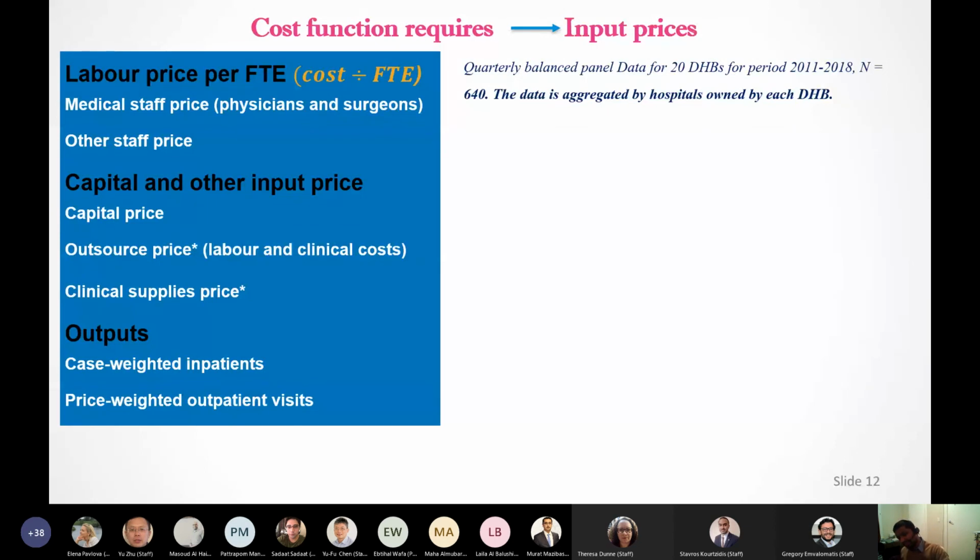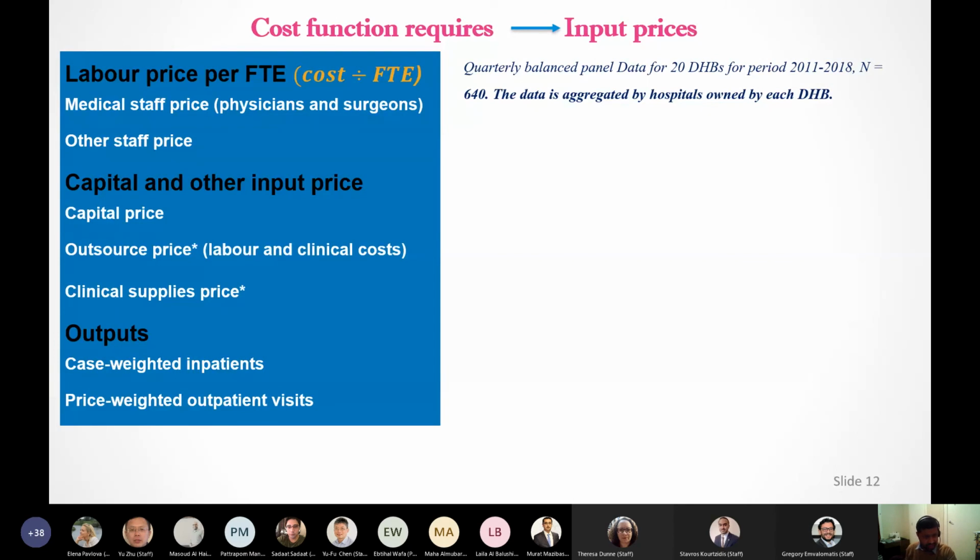Now, one of the important things I want to highlight here is that each DHB might have more than one hospital, but we don't really have data at hospital level. They don't collect that data at hospital level. So the data that we have is aggregated data. If a district health board has more than one hospital, that's all put together. And this is how we estimate the labor price. We have a medical staff price. We simply take the total cost that a DHB, or district health board, incurs every quarter, divided by the number of FTE that they use. So it gives you the price per FTE.